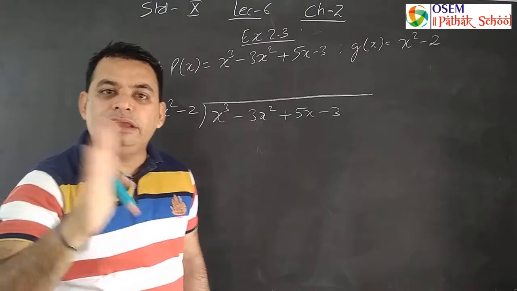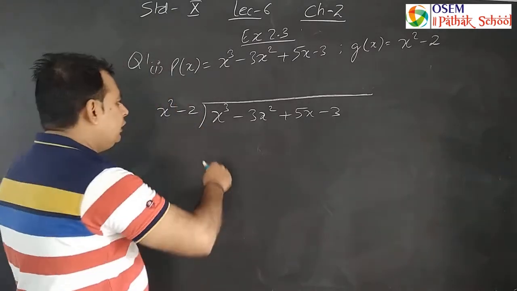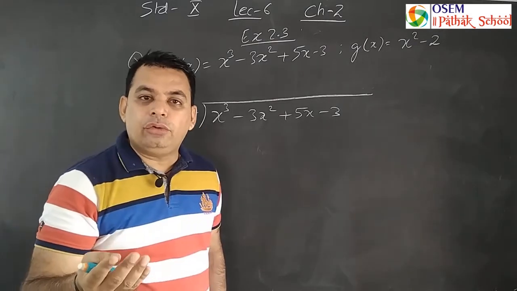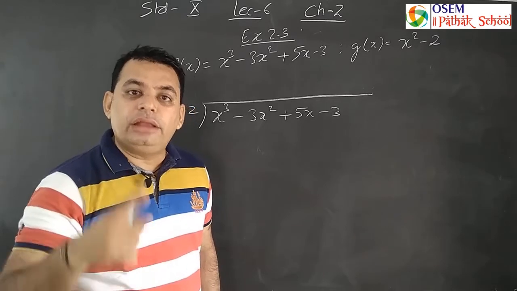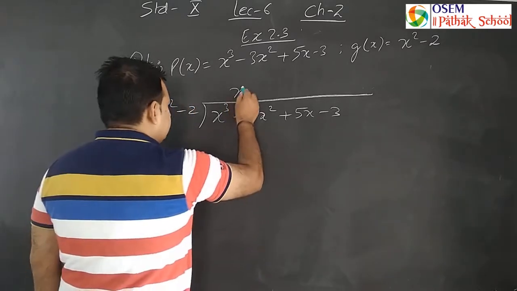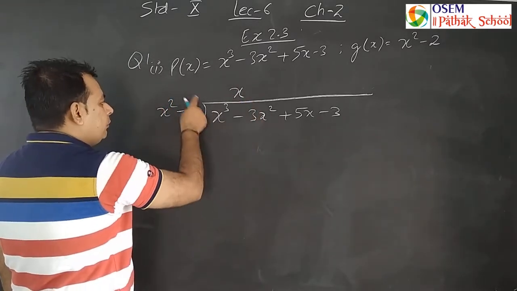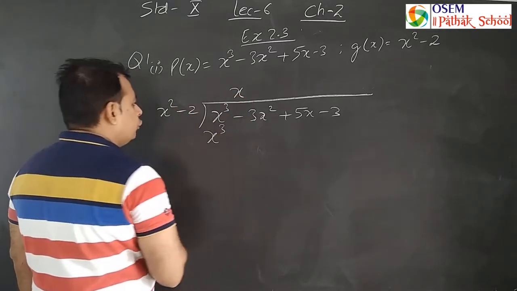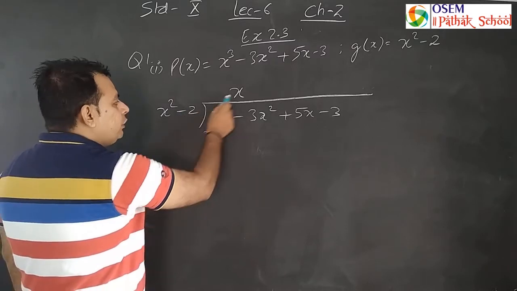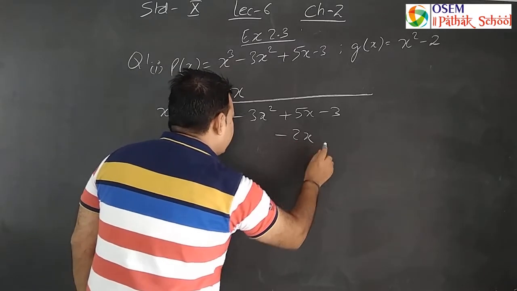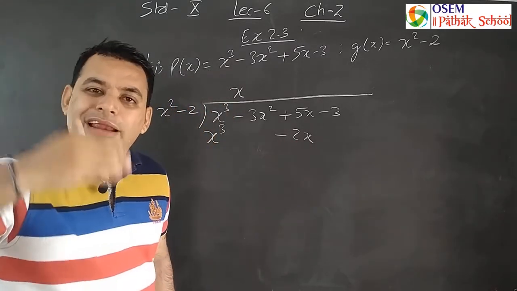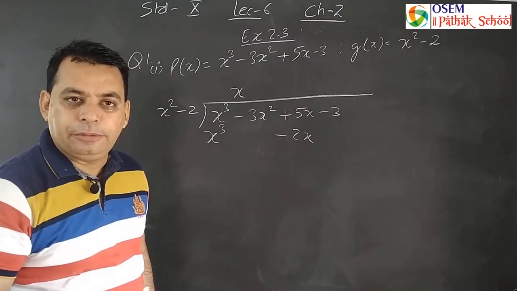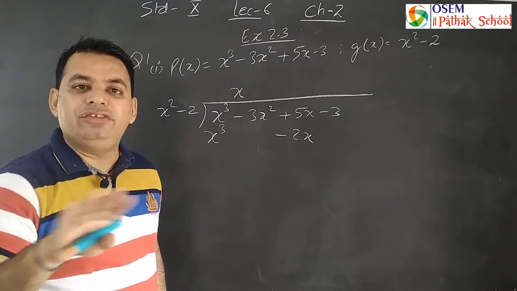You have to make the first term equal. To make it equal, here x cube is given and here is x square. Now, what do you multiply x square by so that it becomes x cube? Yes, x. Now this x will multiply with both terms: x into x square is x cube, and minus 2 into x is minus 2x. Write it under the like terms: x under x, x square under x square, okay? We will arrange the things.